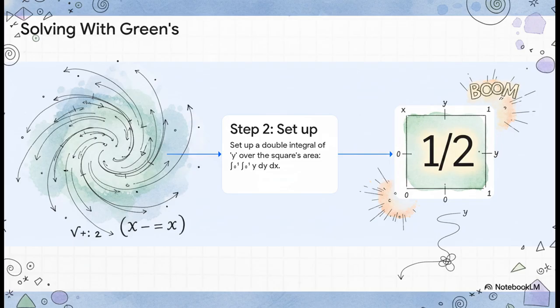Now we just set up a double integral of y over our square where x and y both go from 0 to 1. You solve that super simple integral and you get 1/2. Done. Way faster than doing 4 separate calculations.